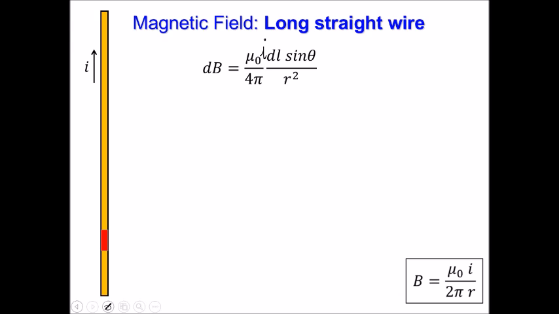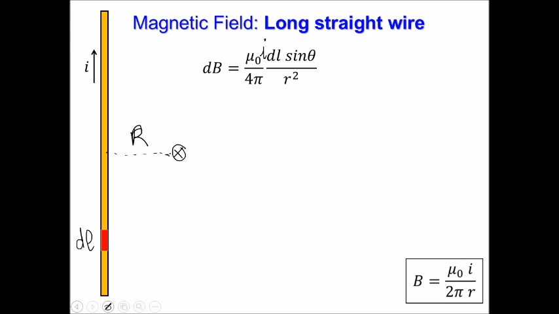What is dl? That's dl. That's the element length. And basically I want to calculate the field at this point. So we know the direction of the field by the right hand rule. So the field is into the board. And let's call this distance capital R.